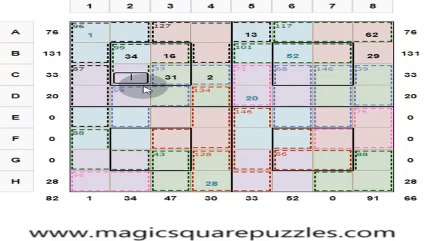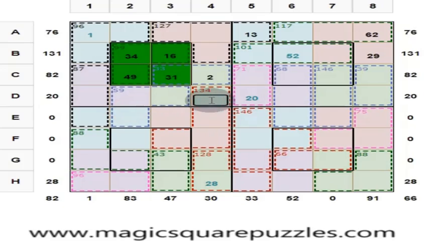The center 2 by 2 should be 130. So 34 plus 16, 50. 50 plus 31, 81. This is 130 minus 81, 49. What is this? This is 34 plus 31, 65. 65 plus 1, 66. Here you put 64. Diagonal rules.